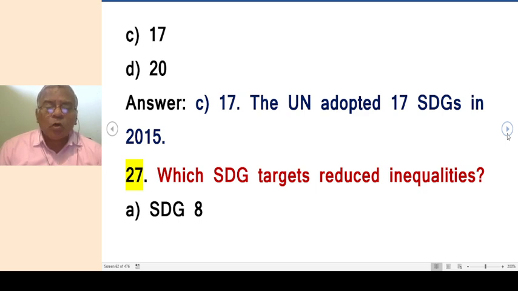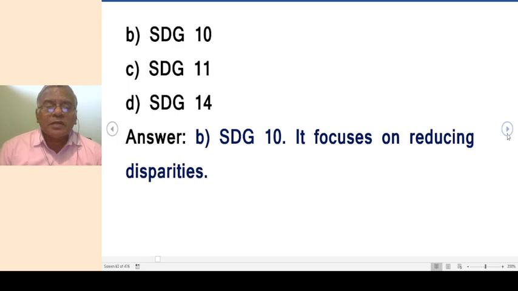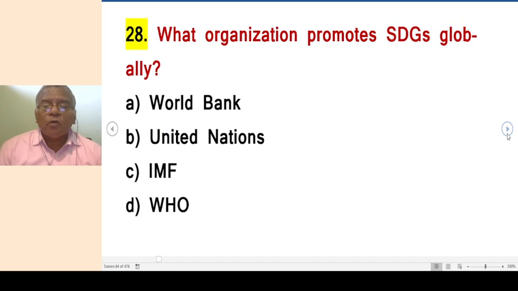Which SDG targets reduced inequalities? That is SDG 10. It focuses on reducing disparities, especially gender disparity, disparity between the rich and poor, all these things. SDG 10. Then, what organization promotes SDGs globally among these four?